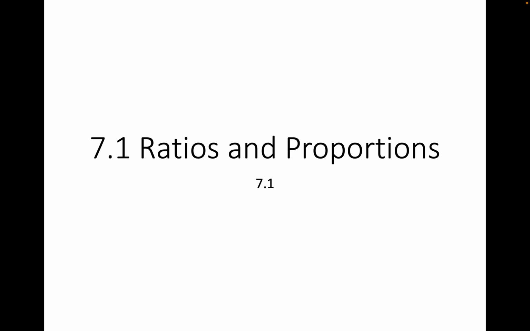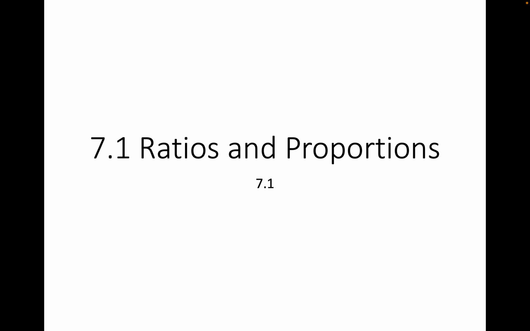Today's lesson is starting Chapter 7, so 7.1. Chapter 7 is on a new type of way of comparing figures. We've talked about congruency before, where two figures have the same shape and the same size. Now, with Chapter 7, we're going to talk about a new concept called similarity, which we'll get to later. But essentially, things can be the same shape but a different size.